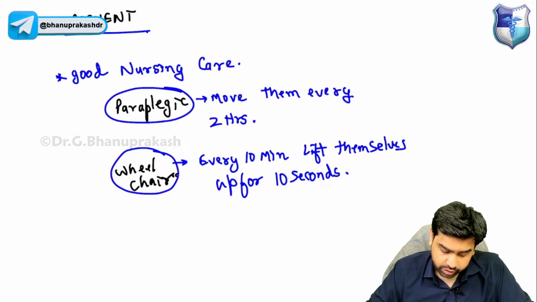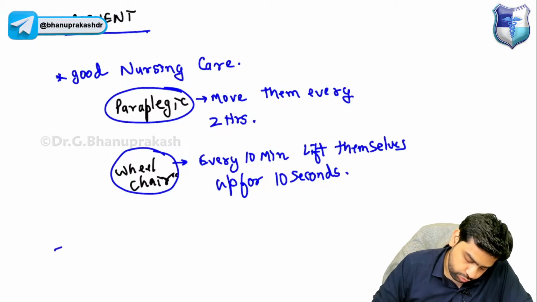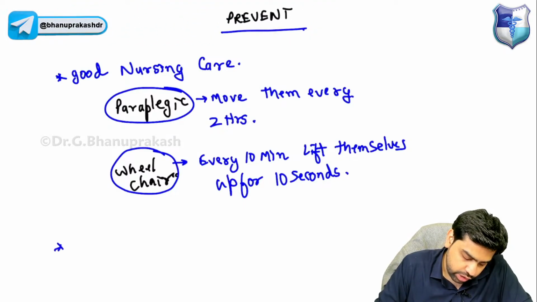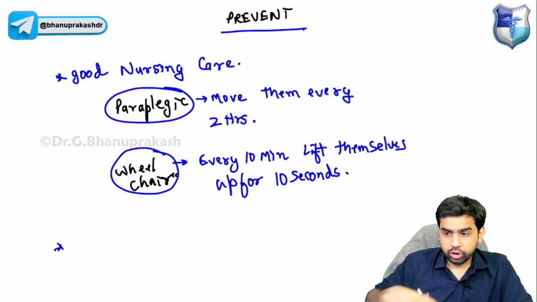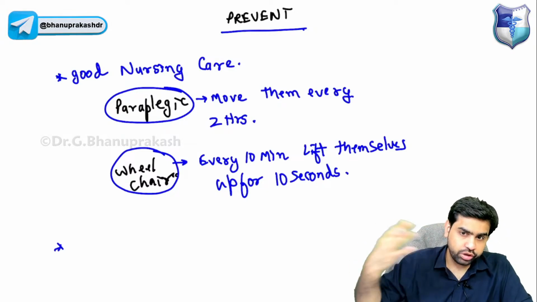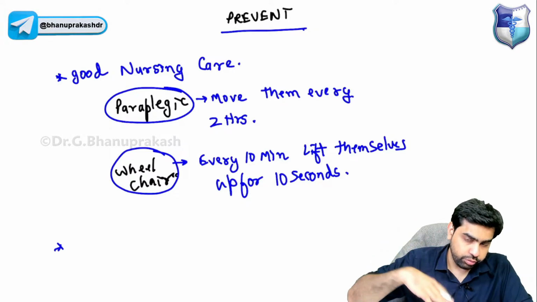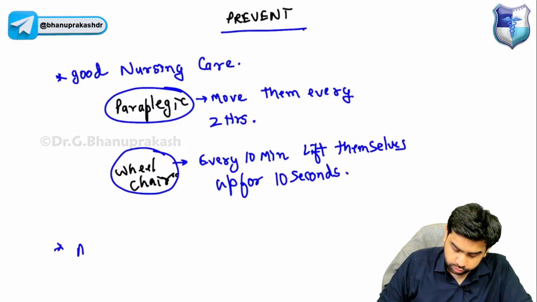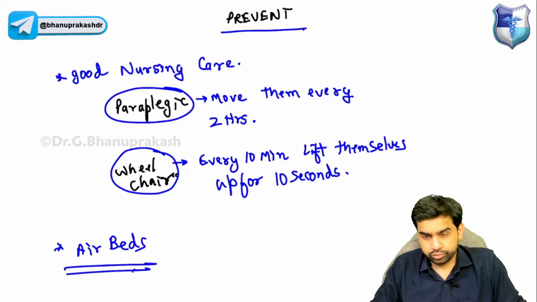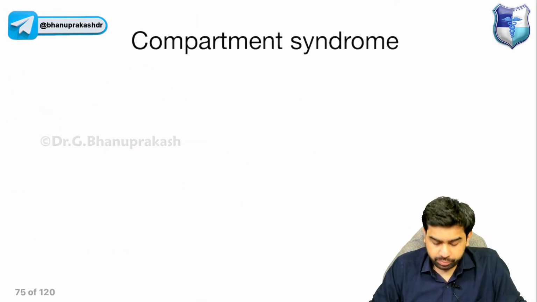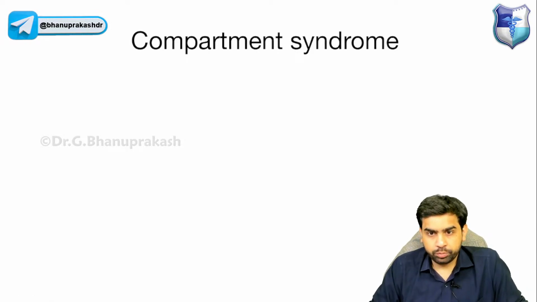Another important thing is the air bed. You can subject these particular patients to air beds. What do these air beds do? Air beds basically modulate the pressure. Because they are modulating the pressure, the chances of bed sores in this patient are going to reduce a bit. So air beds or water beds, all these particular things, but the key is good nursing care. Good nursing care is the key for prevention of bed sores. I hope you have understood this point.